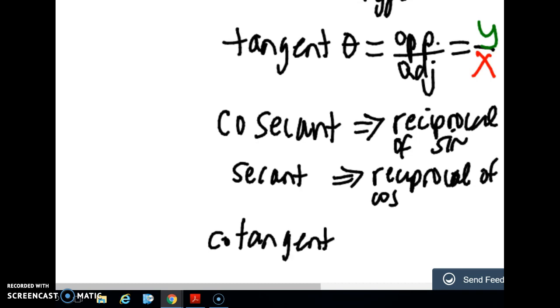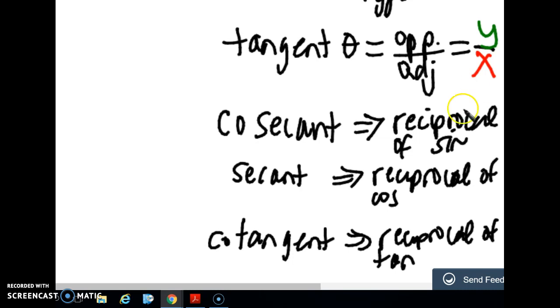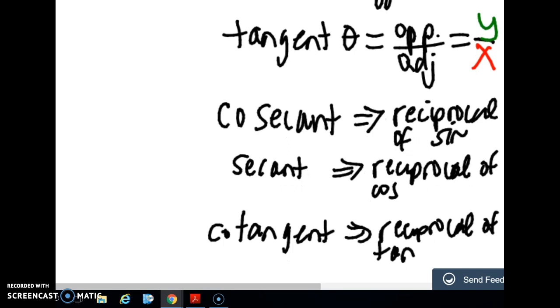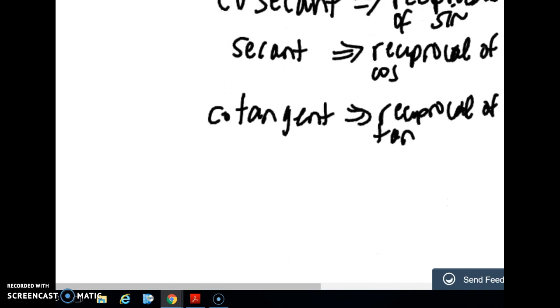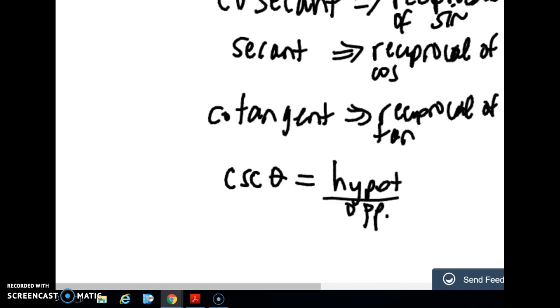Cotangent is the reciprocal of tangent. So cosecant of theta would be hypotenuse over the opposite, which would be r divided by y.